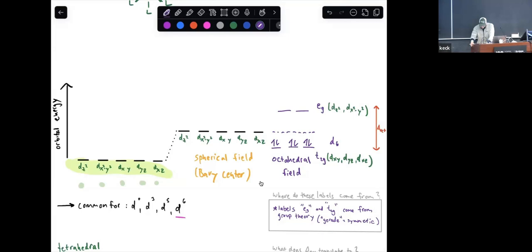the eg notation refers to the g part of it, from German gerade, which means symmetric, possessing an inversion center, and then the e part refers to doubly degenerate. The t part refers to triply degenerate. Again, this is not so important, but if you are somebody who likes to understand the origins of nomenclature, that's the origin of the nomenclature.